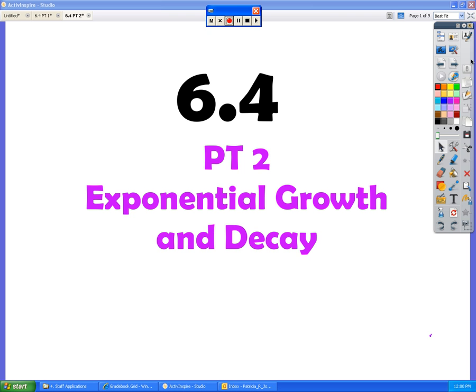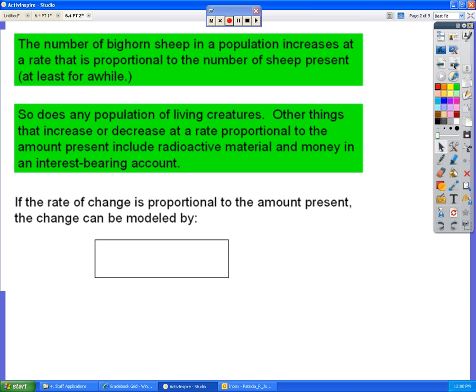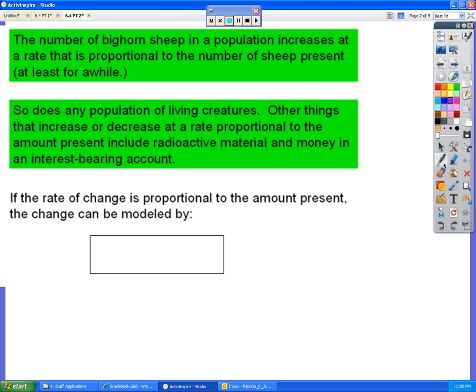So 6.4 part 2, starting off: the rate of the number of bighorn sheep in a population increases at a rate that is proportional to the number of sheep present. So this is actually a description of an exponential function. Any population, any radioactive material, interest-bearing money is usually modeled by an exponential equation. And most of you are familiar with this, and by the way, it's coming straight out of your 6.4 packets, so it should look familiar.